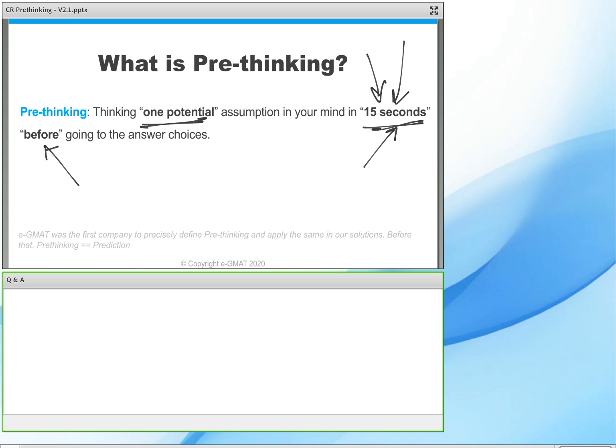The reason I want to talk about this is that a lot of people, especially those who are not believers in pre-thinking, even though it has delivered more 700 scores than any other method, try to equate pre-thinking with predicting the answer. No, we are not trying to predict what's in the answer choices. We're just trying to ensure that we understand the logic that the author uses completely.